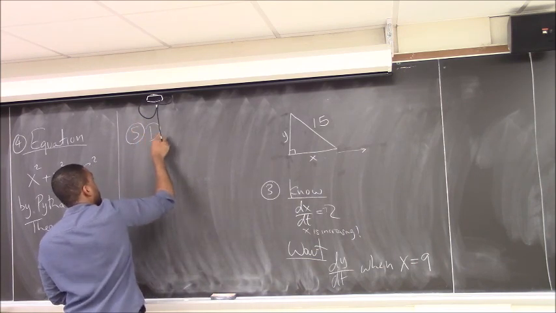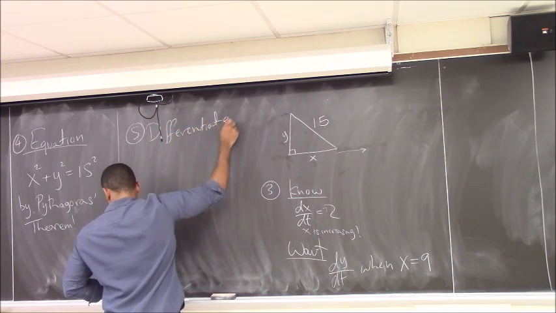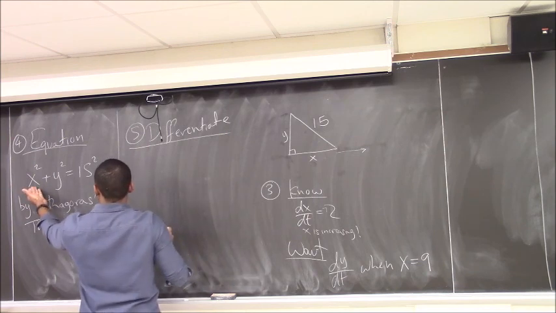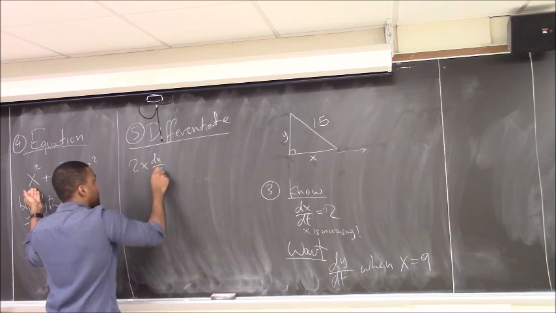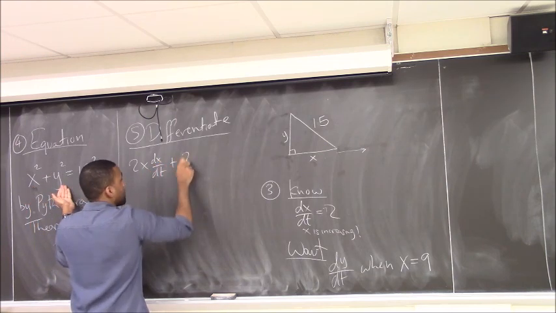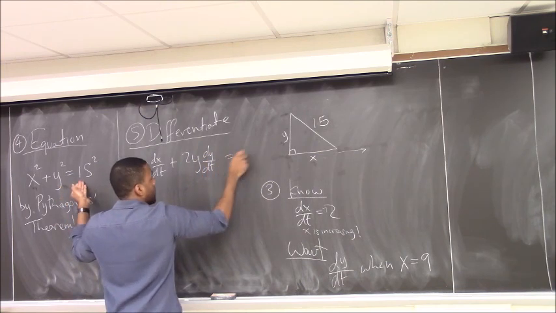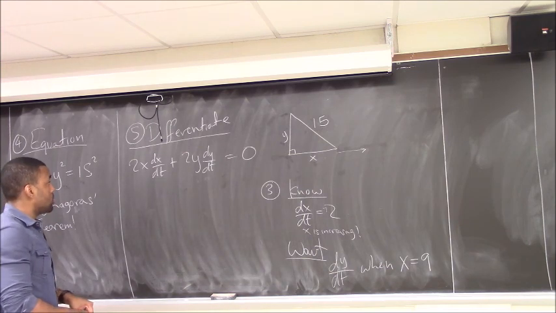We're going to differentiate. Okay, derivative of x squared: 2x dx dt, plus 2y dy dt, equal to 0, right, which is why we label it as 15. So we know the derivative is 0, it's not something we have to worry about. Okay, now we want to plug in.